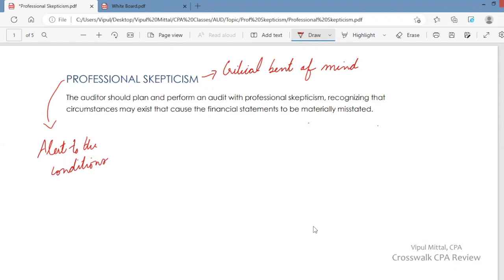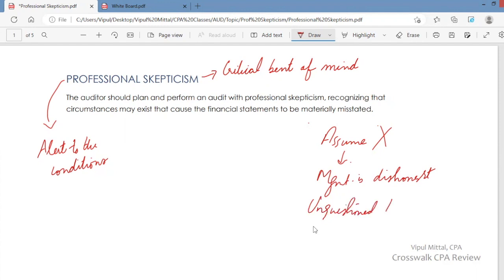All right. So you need to critically analyze and be alert, but it does not mean that you assume management is dishonest. Do not assume that. Also, do not assume unquestioned honesty, that management is always honest. Do not assume that. Do not assume unquestioned honesty of management.